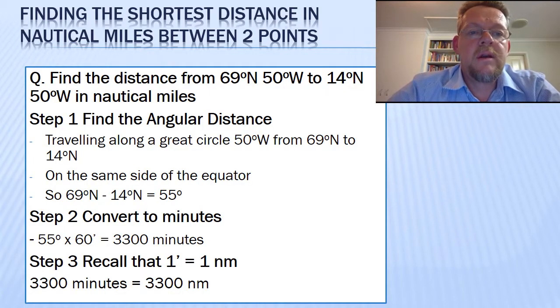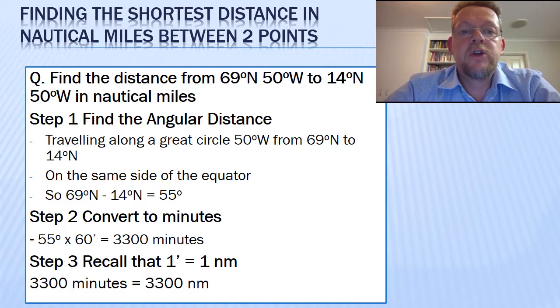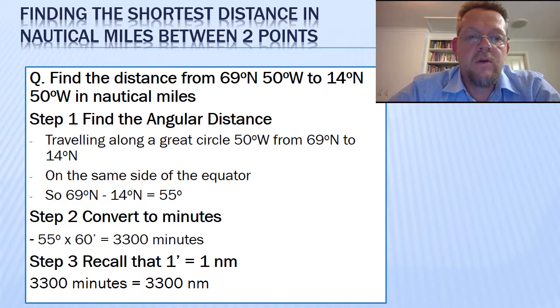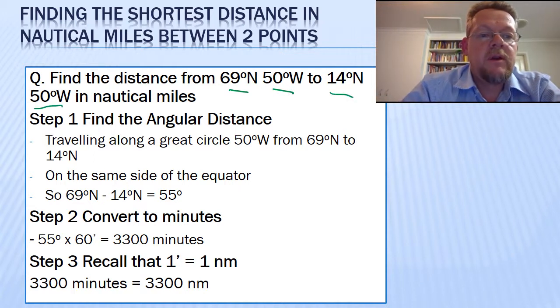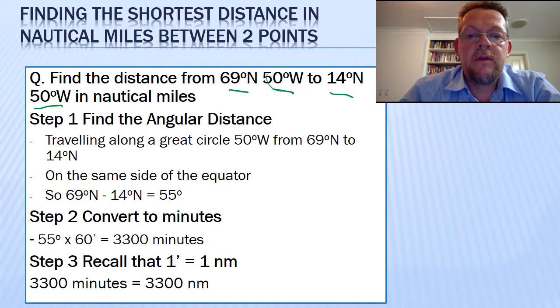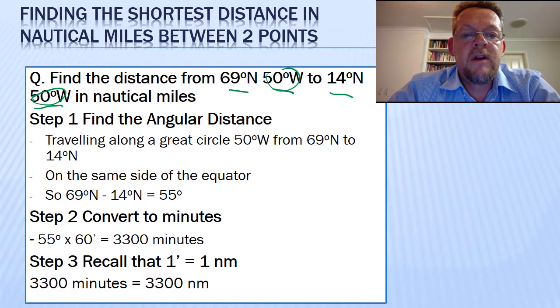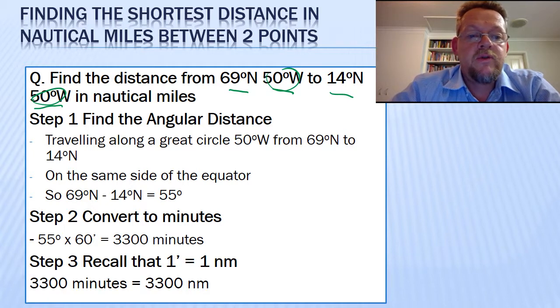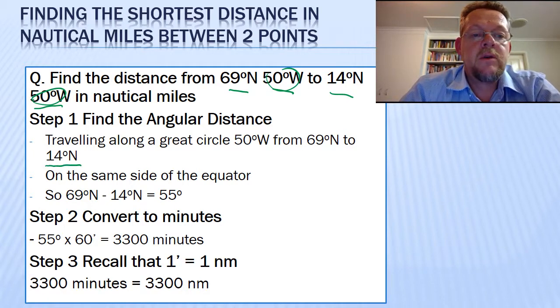Now let's have a look at a problem on finding the shortest distance in nautical miles between 2 points. So if I want to find the distance from 69 degrees north, 50 degrees west, to 14 degrees north, 50 degrees west, I notice that this one and this one are the same. So we're traveling along a great circle, and the great circle is the 50-degree west circle. So we're traveling a total of 14 nautical miles.